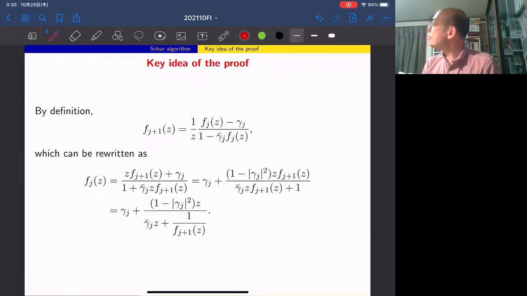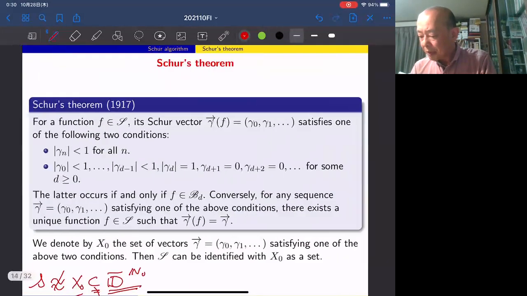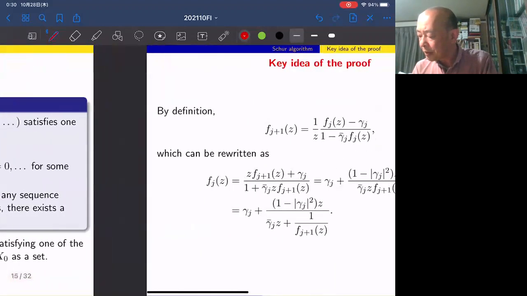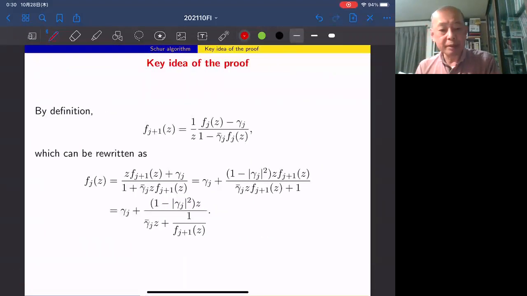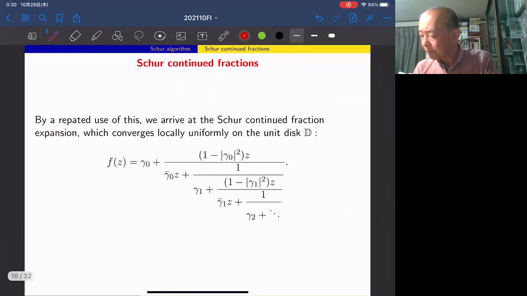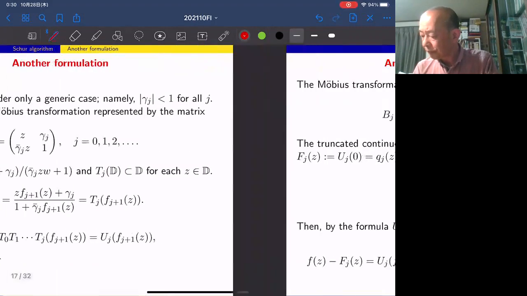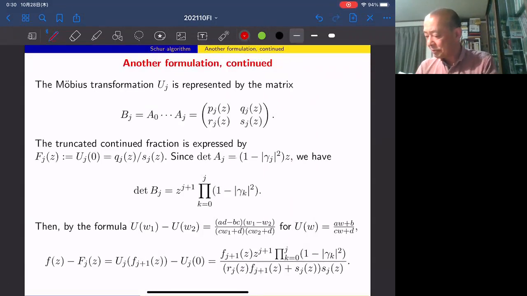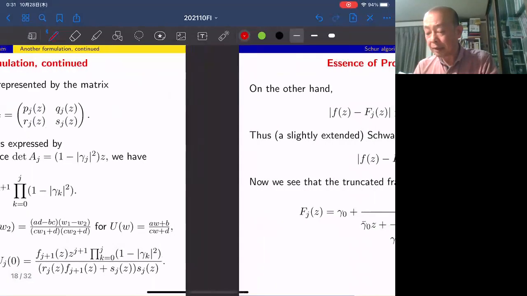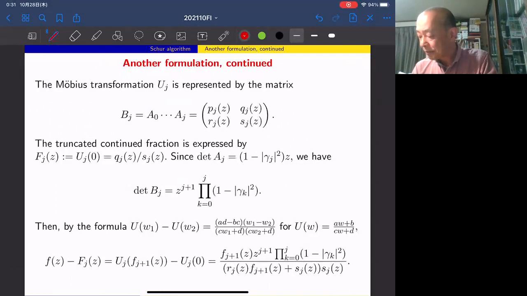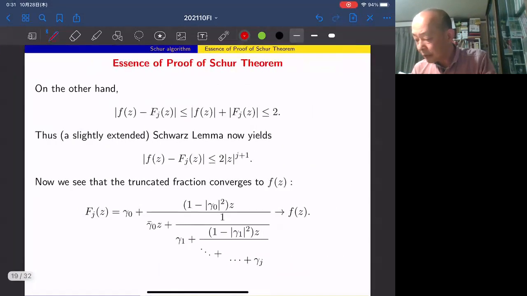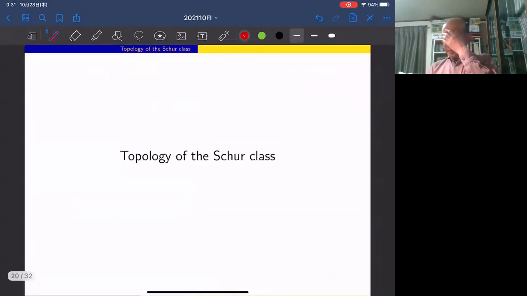Maybe this part is just a proof of Schur's theorem, so maybe this is not so relevant to the later topics. Therefore, maybe I will skip it. If I have enough time, then maybe I may come back to this place. But this is a bit complicated, and also it's standard. Therefore, maybe I will omit it. Okay. So let me move to the last section.